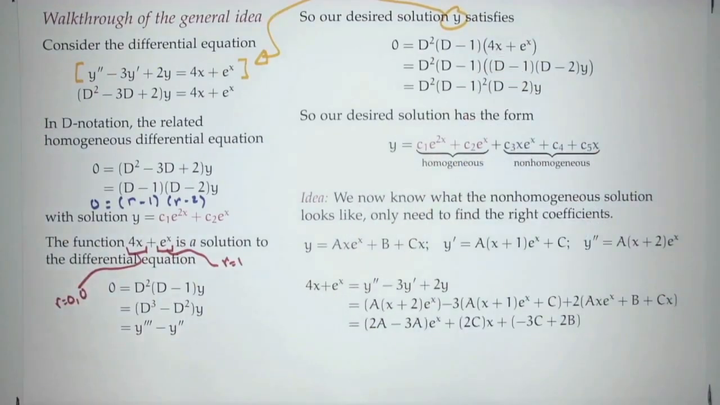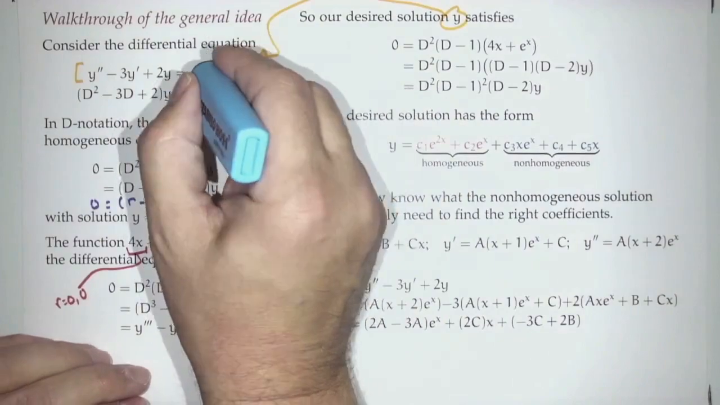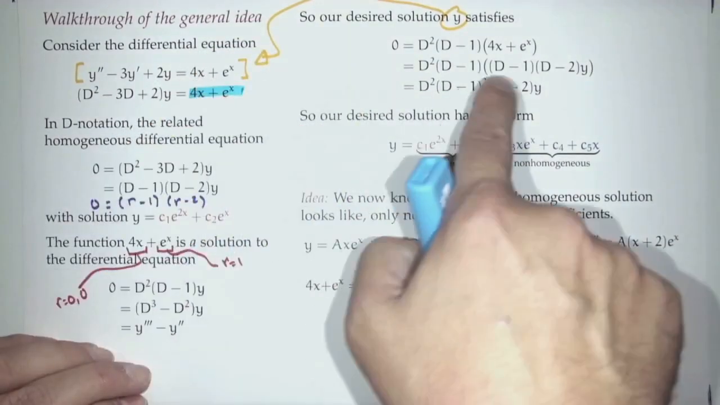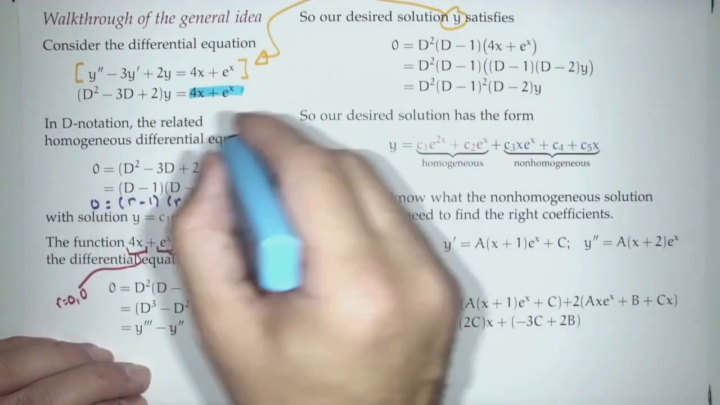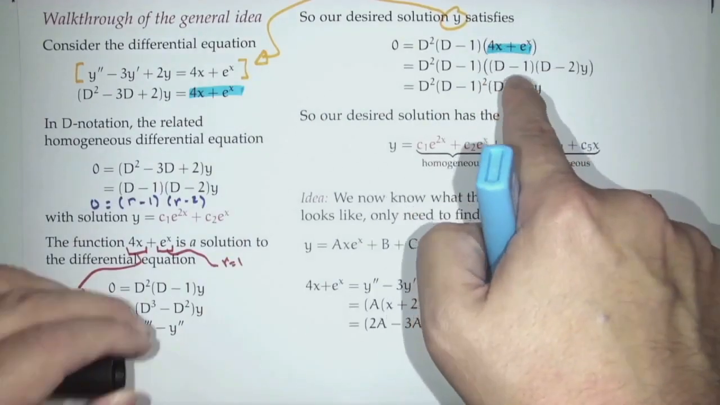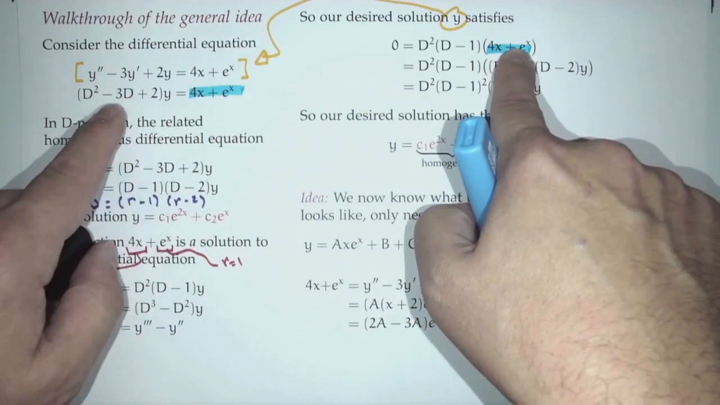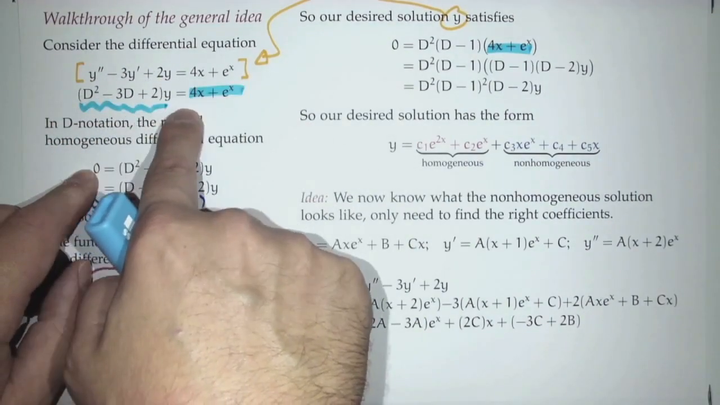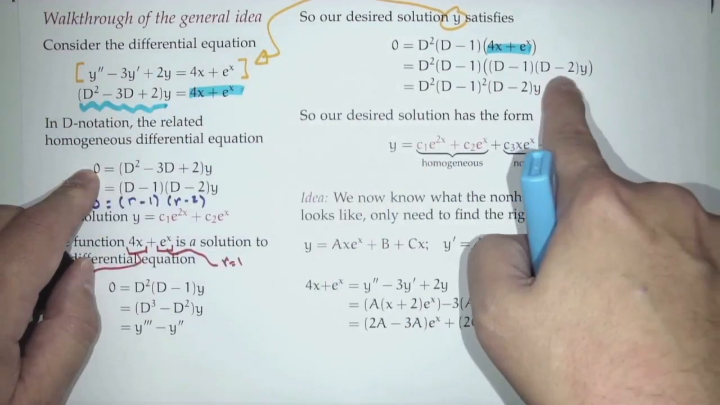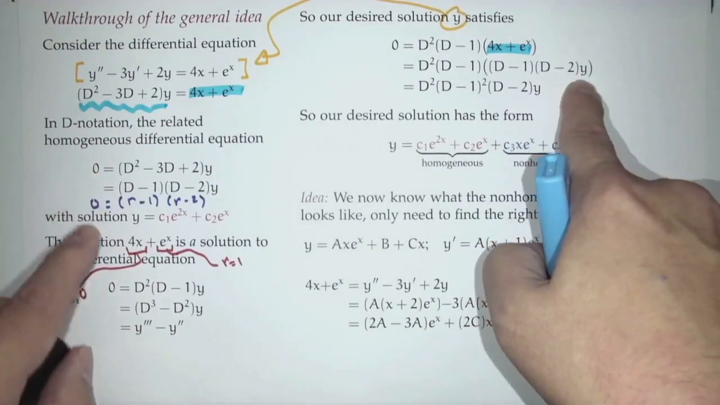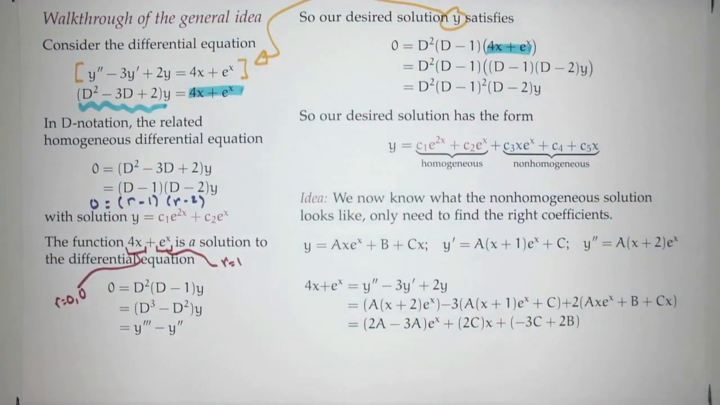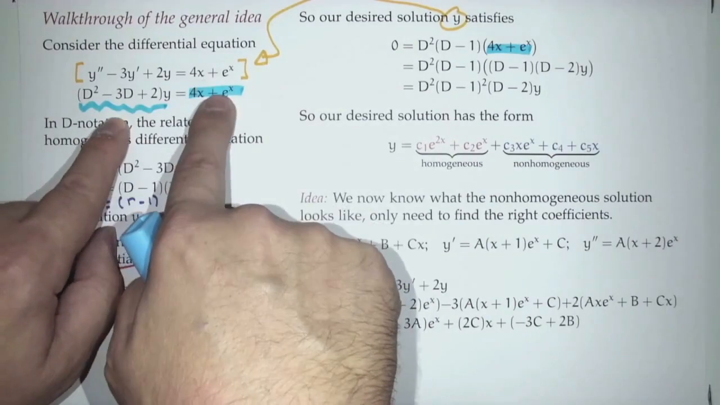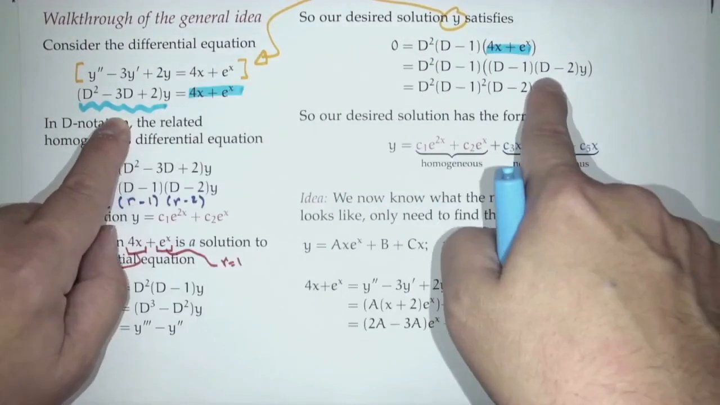And now we say to ourselves, aha. Look, there's a 4x plus e to the x right there. And what does this equal? Well, that's the d squared minus 3d plus 2 y, which is d minus 1 times d minus 2 y. So I'm substituting, since I know 4x plus e to the x equals that, I throw it in.